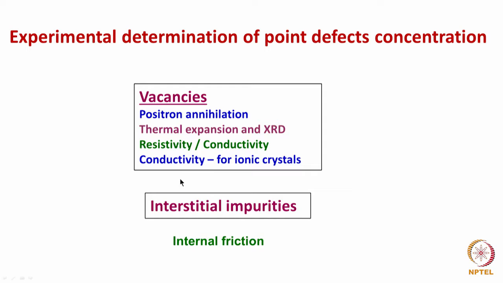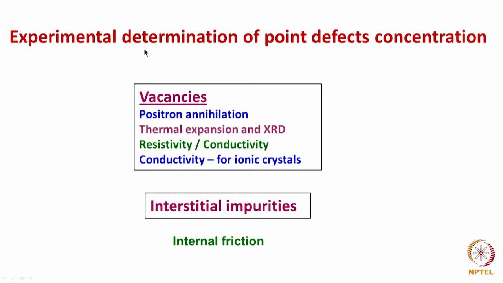There are many experiments which could be done to find out this concentration. One is the positron annihilation technique, then another is thermal expansion and X-ray diffraction. Resistivity is another technique which we could use. Resistivity or conductivity, both are the same, and similarly conductivity could be used to find out the concentration of defects in ionic materials. In the case of interstitial impurities, we have elastic relaxation, and another is internal friction. I will talk about each one of them.